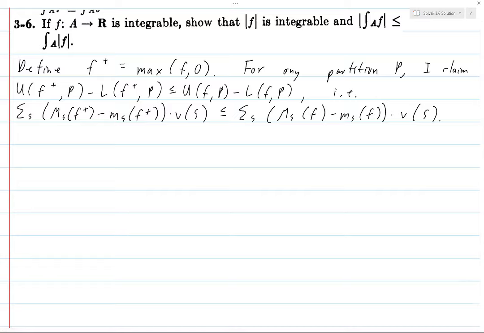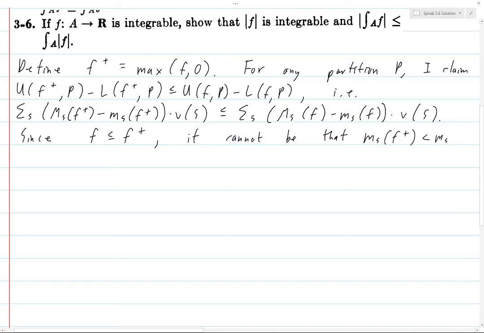Okay, so let's prove this. Since f is always less than or equal to f plus, it cannot be that the infimum of f plus is strictly less than the infimum of f, because either f is never negative, in which case f and f plus are exactly the same, or f is negative, in which case m_S(f) will be negative and m_S(f plus) will be 0.